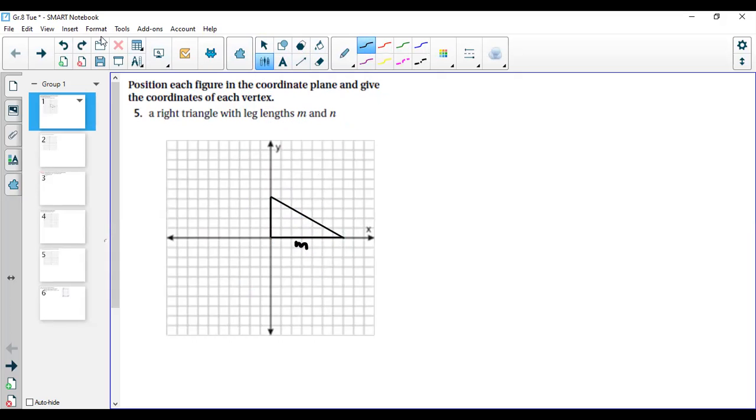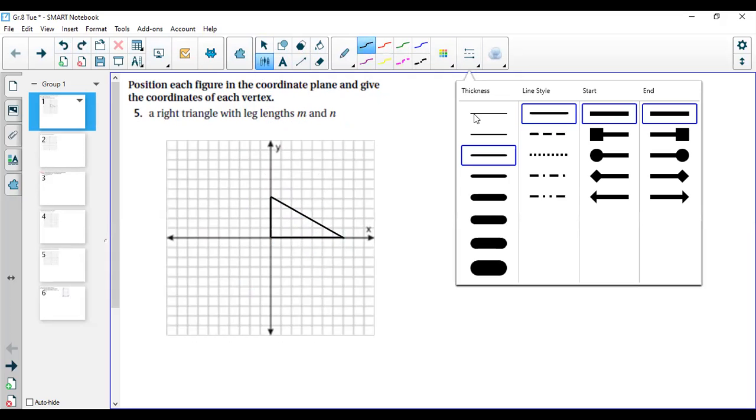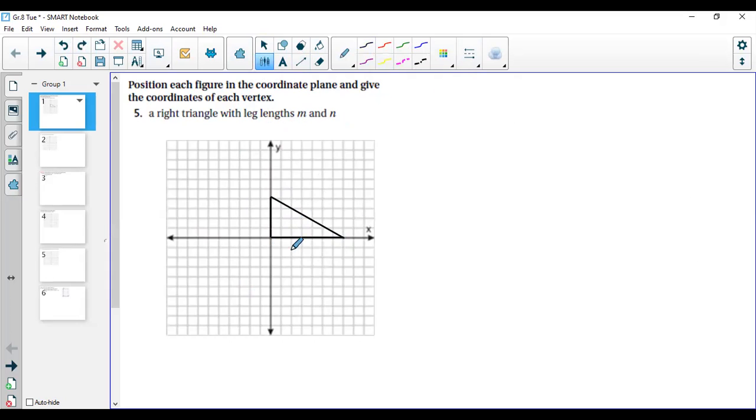So I'm going to write this as M. Let this be M and this be N. So this length is going to be N and this length is going to be M. Do not bother about the number of square units.